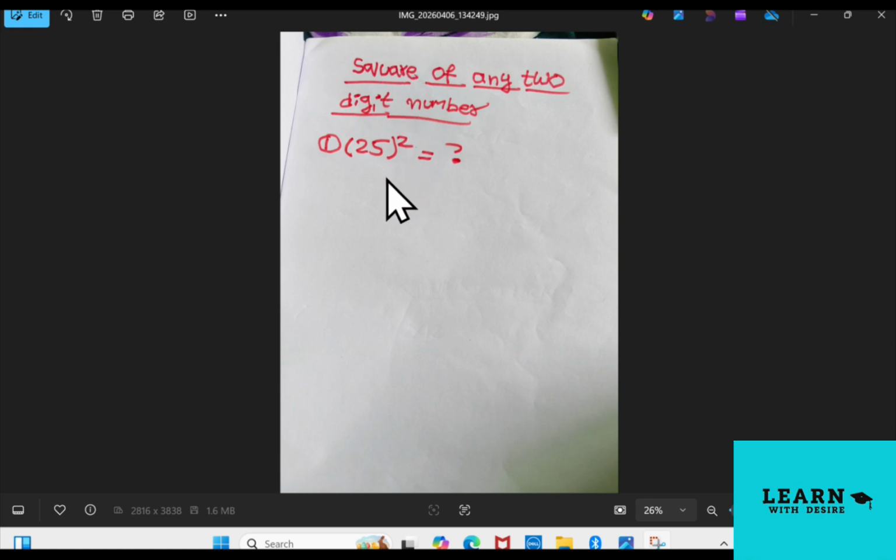Today in this video we are going to learn how to find the square of any two-digit number. For example, here I am taking the number 25. For the number 25, we have to find the square. We can find the square of any number by using 3 simple steps. Now let us see how to find the squares of any two-digit number.